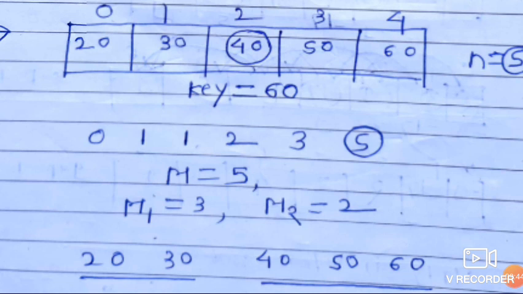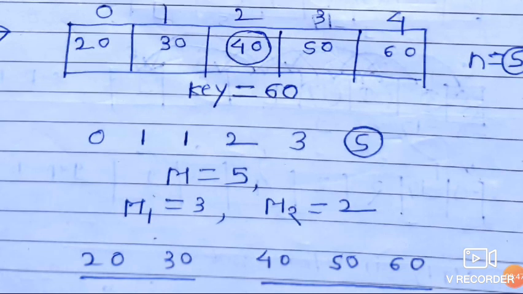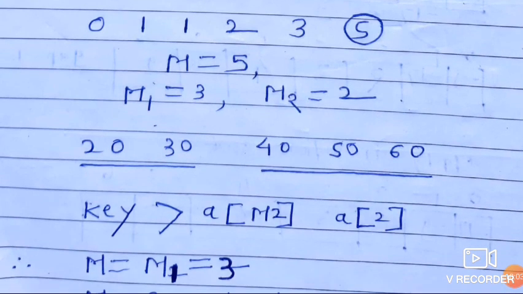Once we calculate m, its two preceding values 3 and 2 we consider as m1 and m2 respectively. m1 equals 3, m2 equals 2. Once we calculate m1 and m2, we directly compare key with a of m2 plus offset. In the first iteration, no need to consider the offset value because it is 0. Why is this so? Because the start index of 20 is 0. So in the first iteration, no need to consider the offset value.